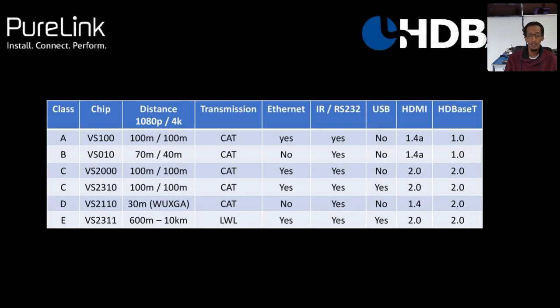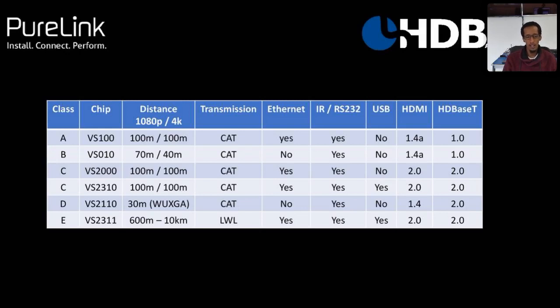If you maybe just need a 4K over 100 meter, but you don't require a USB, feel free to take a cheaper product with a chipset with a VS2000. So that's the big difference here. In some products, we have the chipset with the VS2000, the Class C chipset, without USB. And with other products, we're using the Class C chipset, which is supporting USB. So here you can make sure what is required for your installation, and then you can simply choose the right HDBaseT product with the right class of chipset.